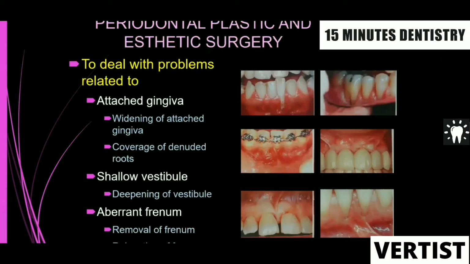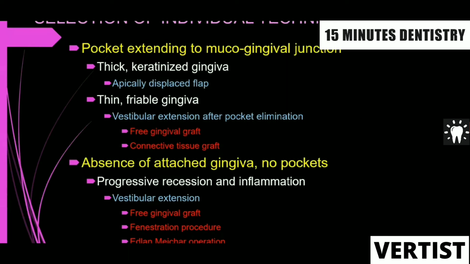So coming on to the periodontal plastics and aesthetic surgery, this is such a big topic, but I will just try to enlighten. Basically, it is done to solve the problems related to the attached gingiva, like to widen the attached gingiva or to cover the denuded roots. Then in case of shallow vestibule, you can deepen the vestibule, or if there is an aberrant frenum, you can either relocate or you can completely remove. So there are pockets extending to the mucogingival junction.